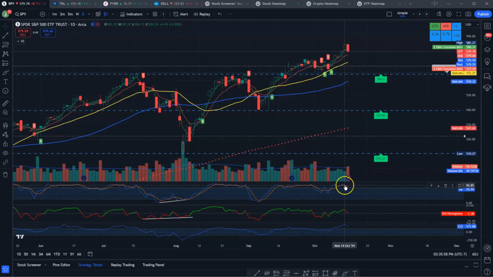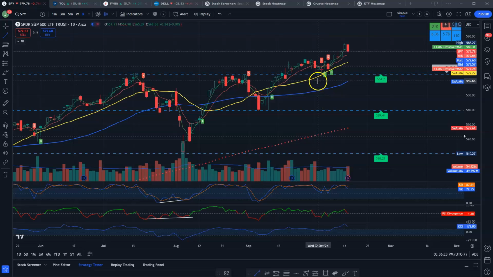Stochastics was overbought, and percent K is coming down through percent D. The RSI divergence hinged down and turned red, and so did the CCI. So it was a bearish day. If you check all these off as bearish, bearish, bearish, bearish, bearish, it's leaning towards a little bit of a pullback here. Who knows how much?